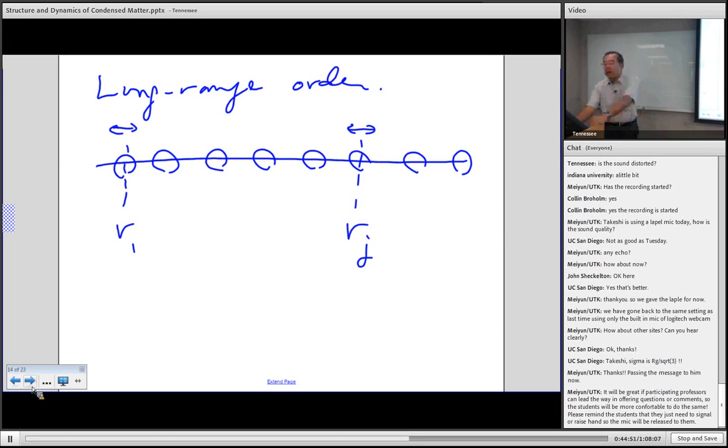So if you time average, then this kind of small atomic vibration is gone, right? You only see the average atomic position. That's why you have infinite correlation length, and the Bragg diffraction peak is very, very sharp. Okay, that's the reason.